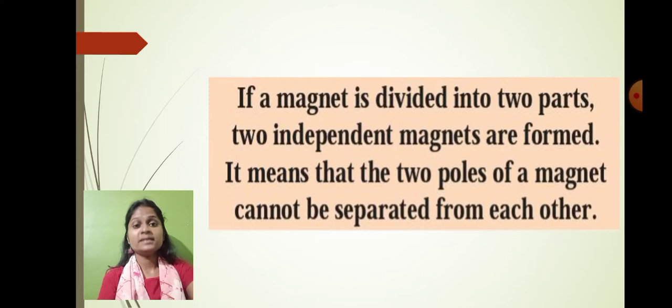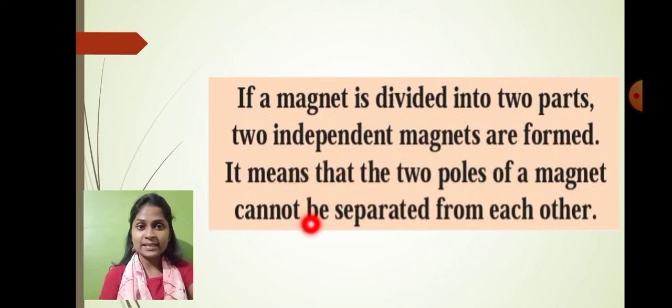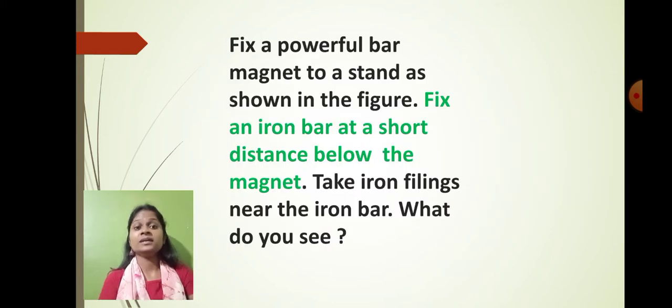So students, this is the third property of the magnet. So what is the third property of the magnet? If a magnet is divided into two parts, two independent magnets are formed. It means that the two poles of the magnet cannot be separated from each other. So now let's learn the fourth property of the magnet.